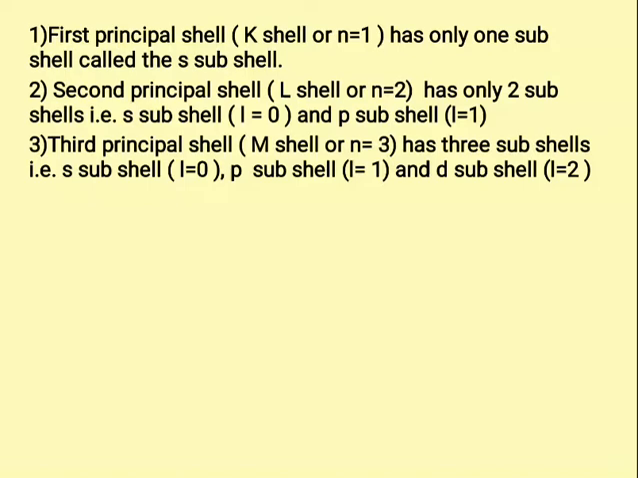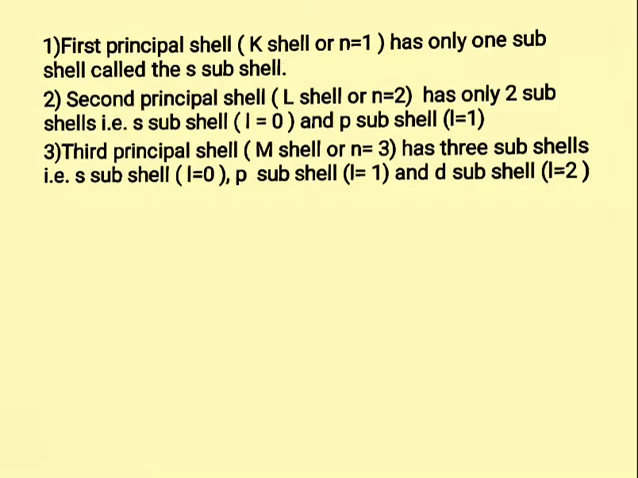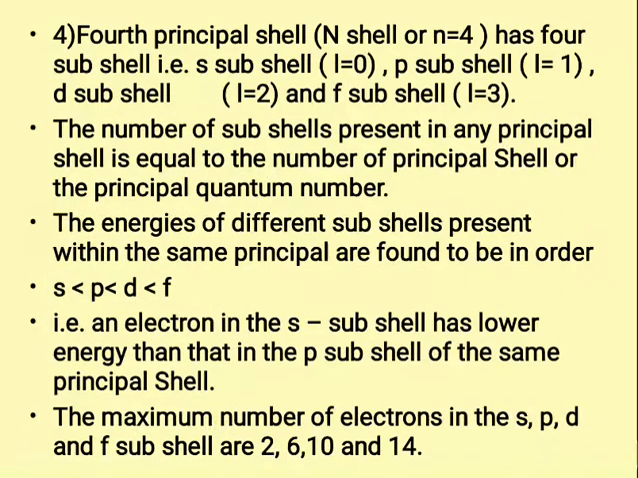The third principal shell can have three subshells, s, p, d. Similarly, the fourth shell will have four subshells, 0, 1, 2 and 3. 0 means s, 1 means p, 2 means d, 3 means f. So there are four subshells possible for the fourth shell.